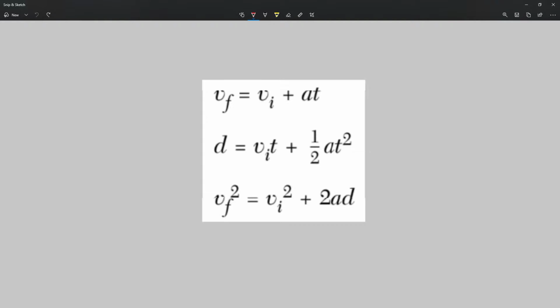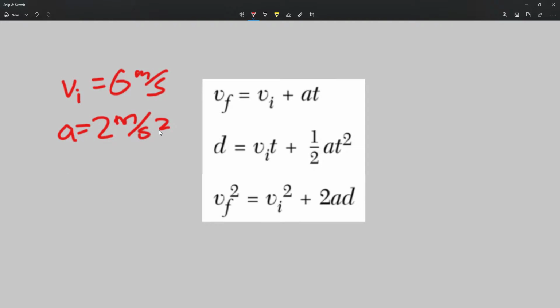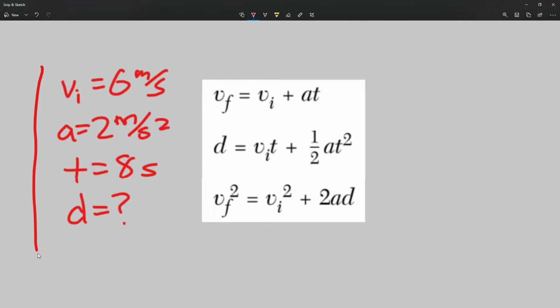Which formula do we use? Because that is important. Right now in the problem, if you have your sheet on you, I'm just going to write it down for you. We have VI, and VI is 6 meters per second. We know what A is: A is 2 meters per second squared. We know what time is: it's 8 seconds. And we're solving for distance. Now we look for a formula that has everything we have and what we want to know.